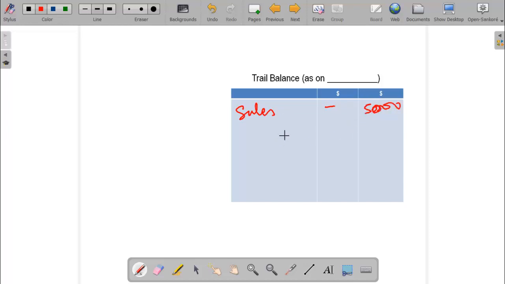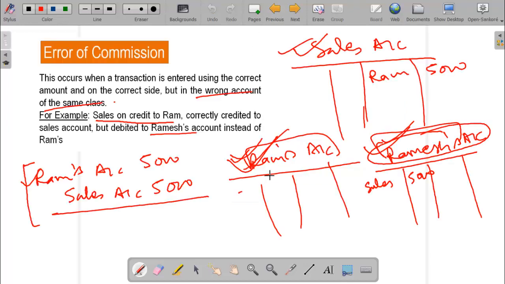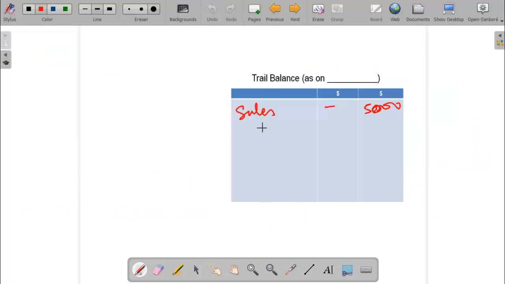And the next ledger is which one? Ram's account. But instead of Ram's account, now the Ramesh account will come and it is showing a debit balance of 5000. So instead of Ram's account I will show the Ramesh account in the trial balance, showing a debit balance of 5000. Now see, the total of the trial balance is coming the same, 5000 and 5000.